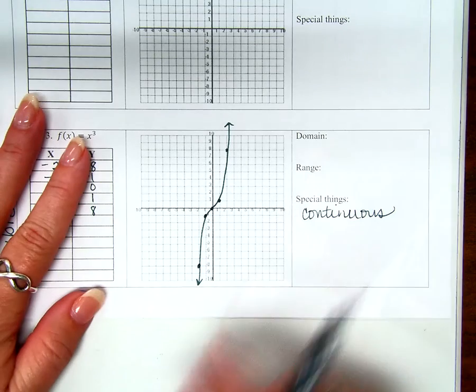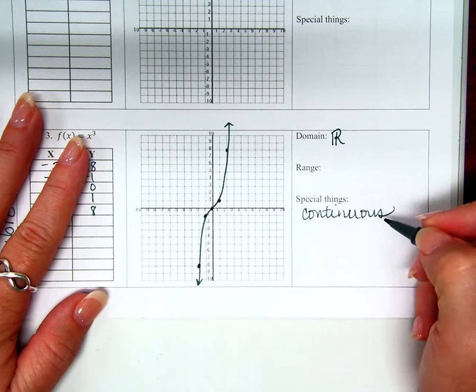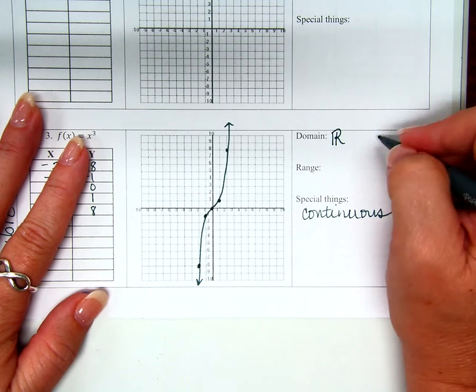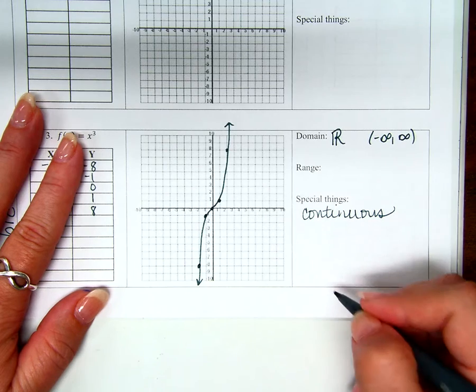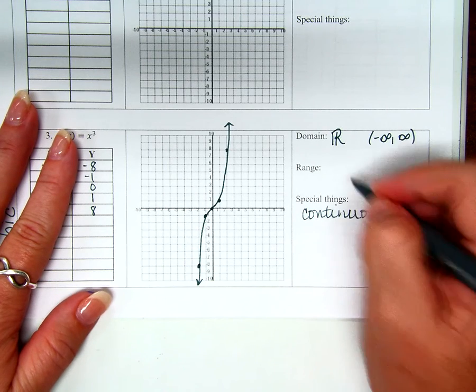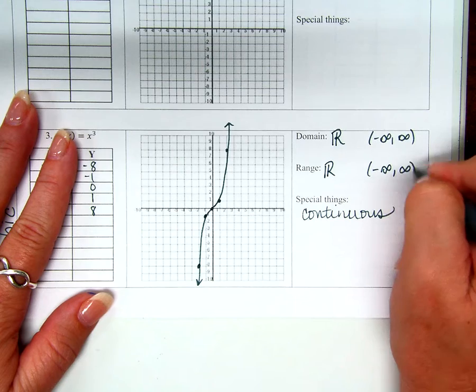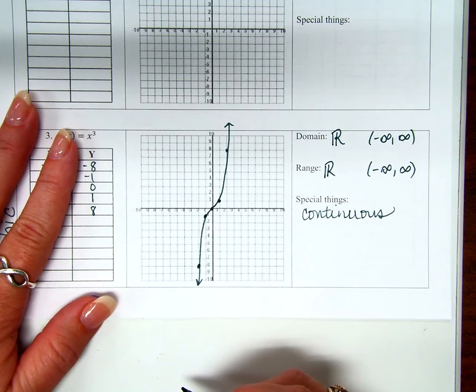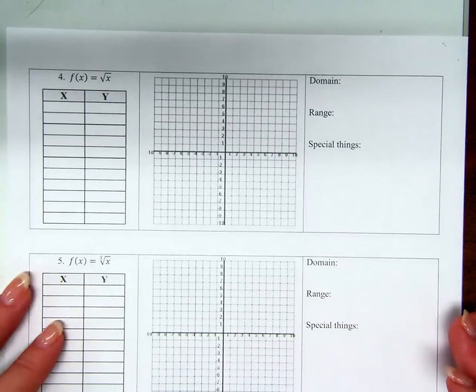What domain did you get? All real numbers. So that's our words notation. What's our interval notation? Good. Negative infinity to positive infinity. Very good. What about range? The same, right? All real numbers, negative infinity to positive infinity. Any questions on that? I think most of you got that one pretty well. Okay. What about number 4?